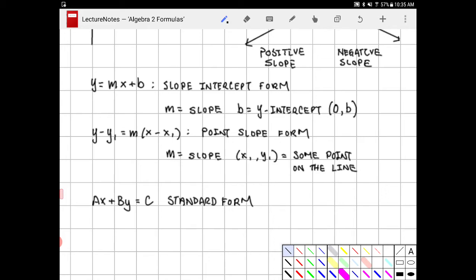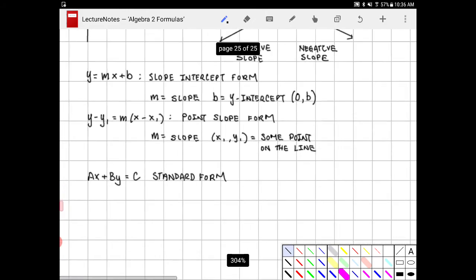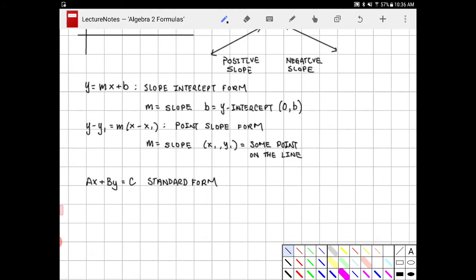Let's say identifying what the slope is, you'll have to isolate the y variable here to identify what the slope is. But anyway, we'll get into the details of that in the next video. And then, so these are the three ways in which we can write the equation of a line.